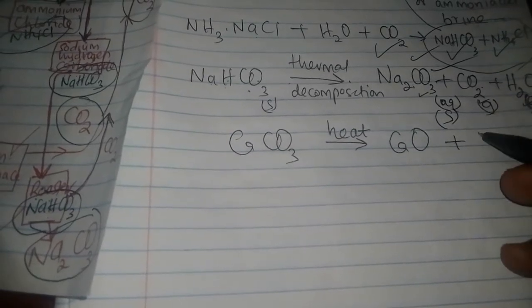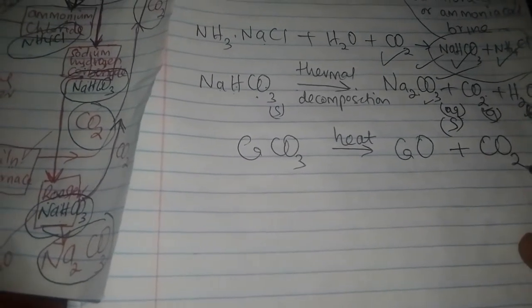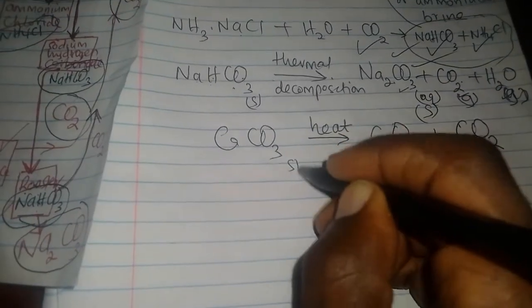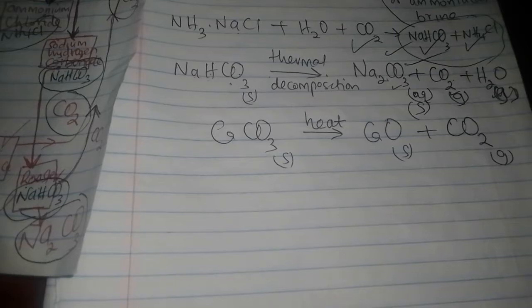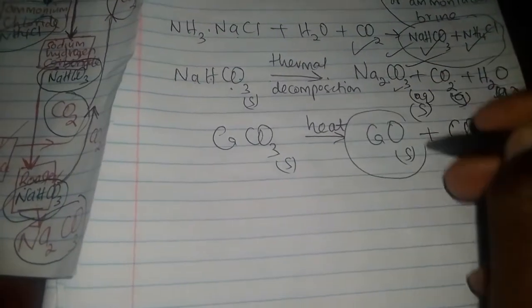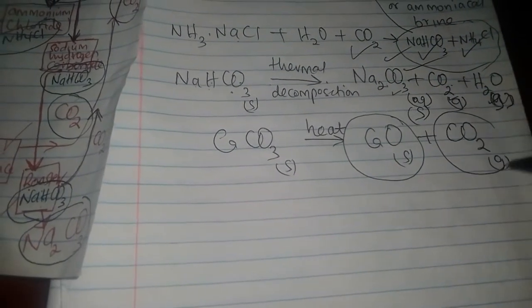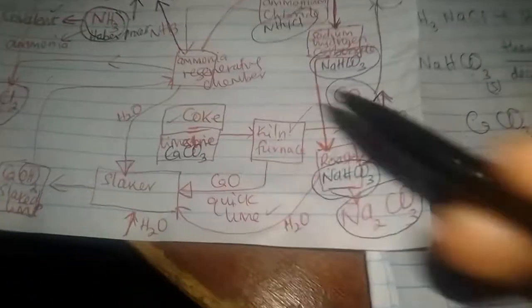and carbon dioxide. Good. It's a solid. This is a gas. Look at that. So the calcium oxide is also called quicklime. Carbon dioxide gets recycled. Look at this.